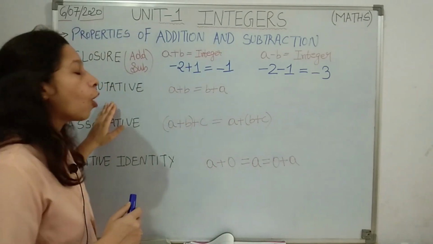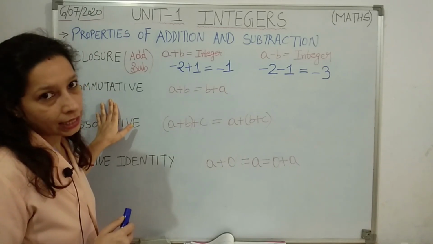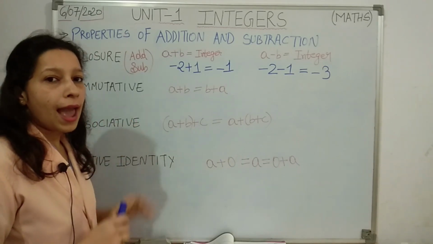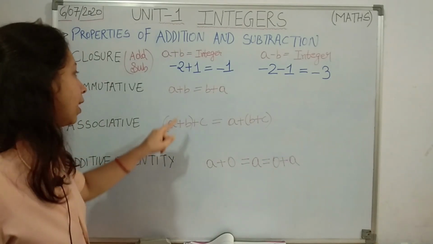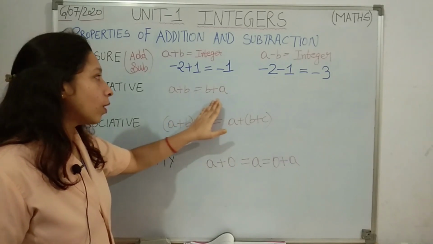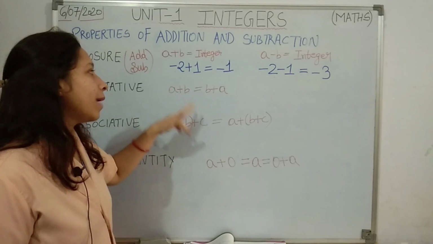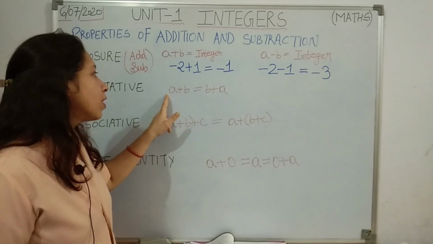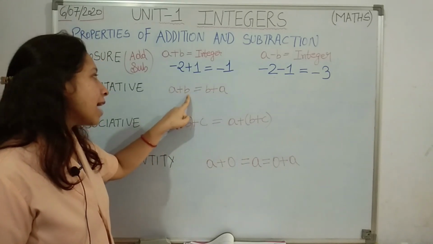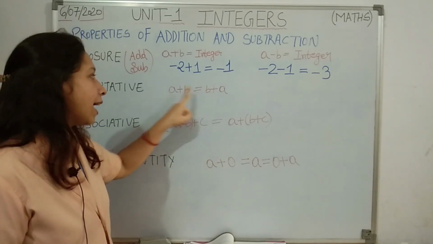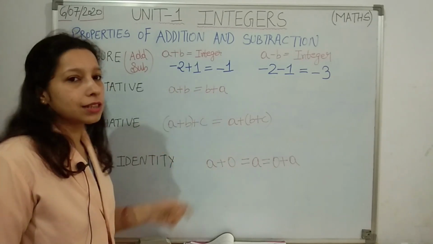The next property is the commutative property, students. The commutative property you can only use for addition. It states that you can add the integers in any order. The result will be the same only. Look here, a plus b is equals to b plus a. Here I have taken a and b as two integers. When I am adding the first to the second integer, I will get some result. When I change the order, means the last integer I take first and the first integer I take last, when I add these two again, the result will be the same.